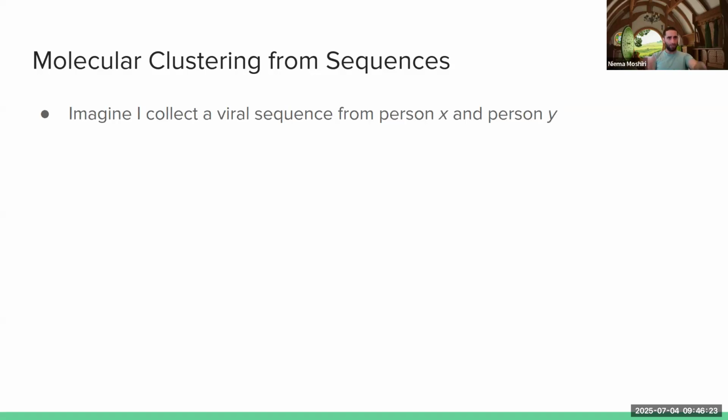So imagine there's two people that have my virus. I'm going to call them X and Y, and I collect a viral genome sequence from person X and a viral genome sequence from person Y. If X and Y were both infected from the same person, not a lot of evolution has happened between their genome sequences. So the pairwise distance between the genome sequences that I collect, just like the number of mutations between these two genome sequences, is going to be super tiny.